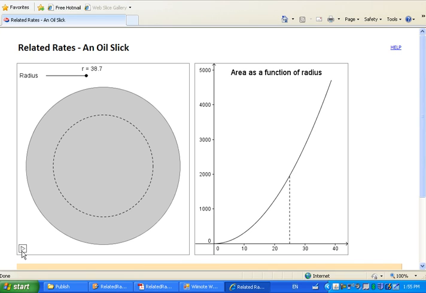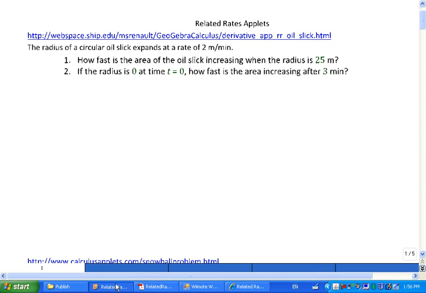So that's what's happening, and that's what we're going to look at today, is how the change in one variable affects the change in the other variable. Okay? So let's try a problem and see what exactly this would look like.